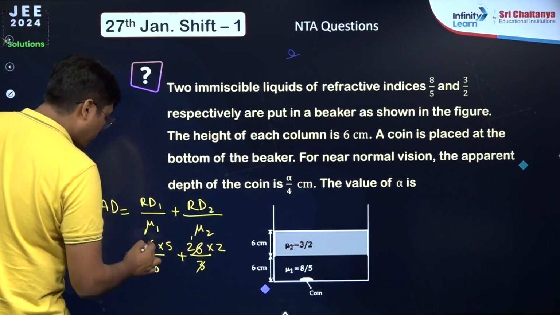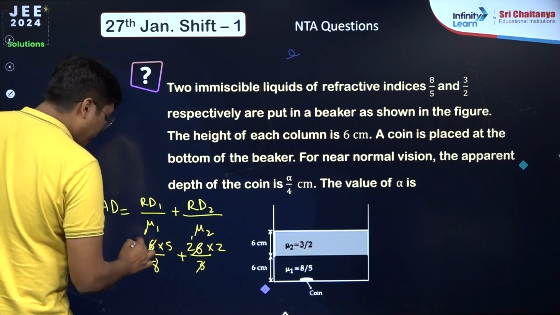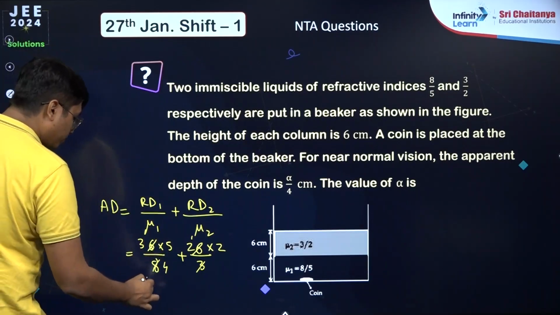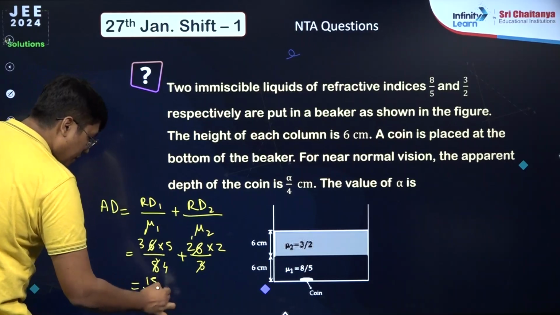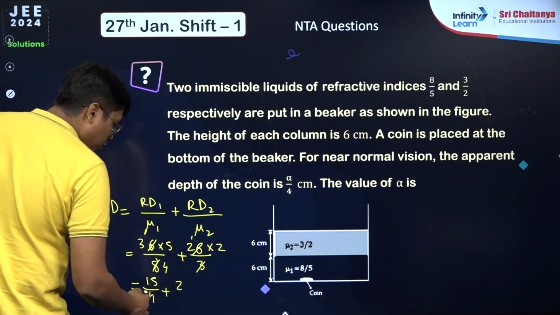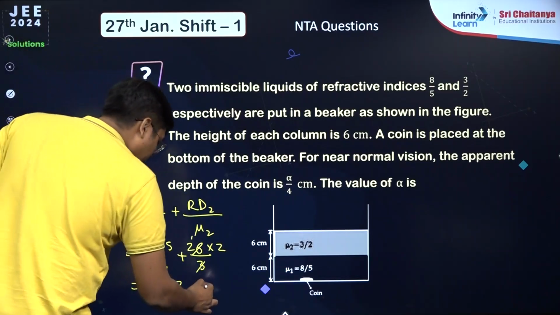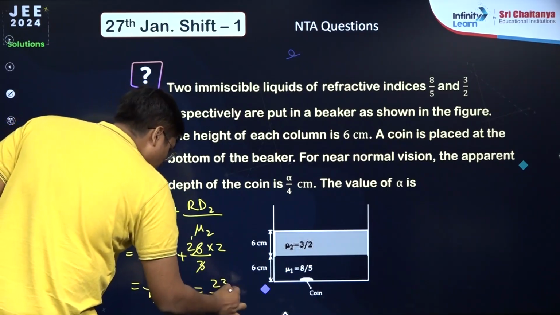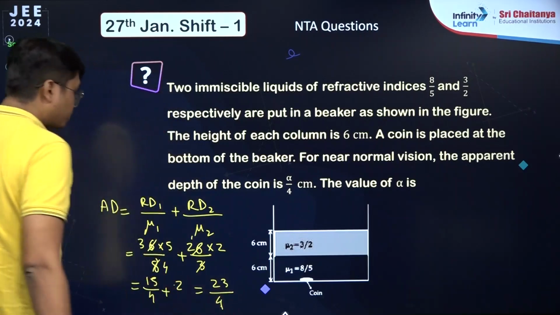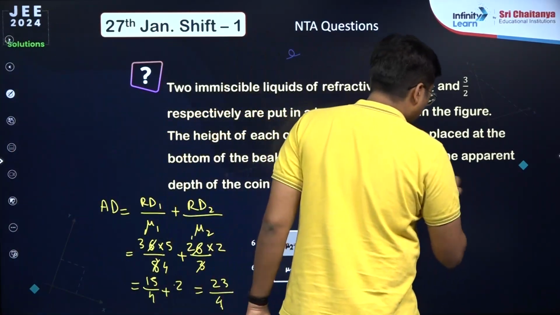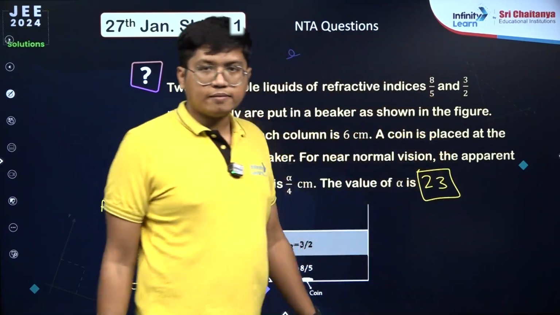It's 2 here. This leaves behind a 3 and a 4 here. So 15 by 4 plus a 2. So that makes it 4 into 2 is 8. 8 plus 15. That is 23 by 4. So alpha is equal to 23. That is the answer.